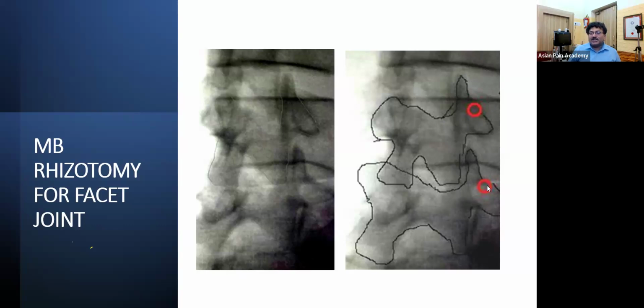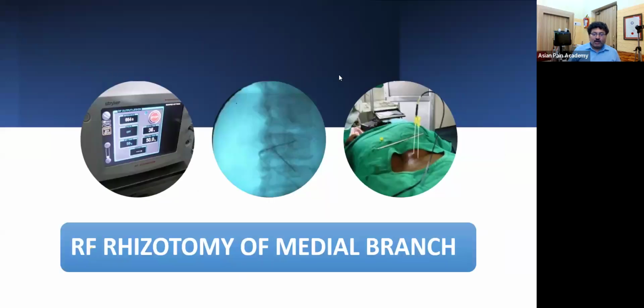Now, if the medial branch diagnostic block is giving pain relief for this facet joint, we can go for hitting these small branches of the medial branches, and we can heal this pain, or stop this pain from being perceived by the patient. That is known as the facet joint medial branch rhizotomy. So this is the rhizotomy of the medial branch.